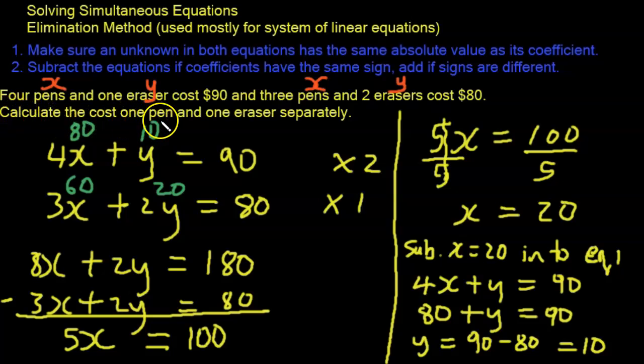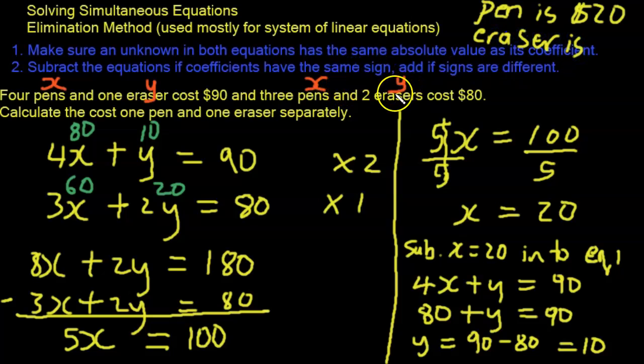And we are asked to find the cost of a pen and the cost of an eraser. So what's the cost of a pen? You guessed correctly. The cost of a pen is x. So the cost of a pen is $20. And the eraser, how much does the eraser cost? For the eraser, we use Y, right? And the value of Y was 10. So an eraser costs $10. That's it.